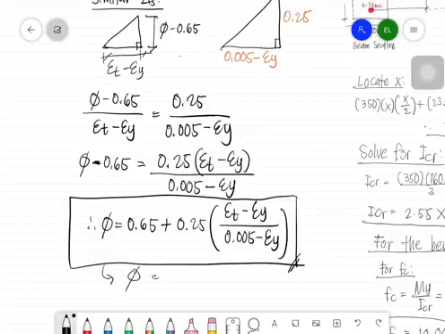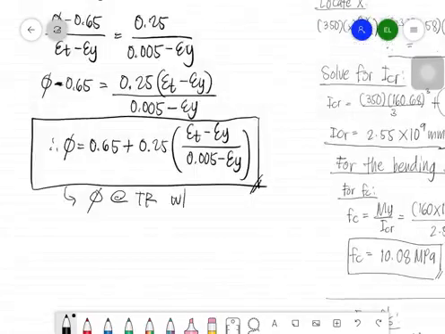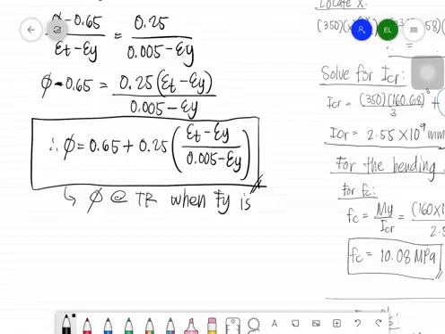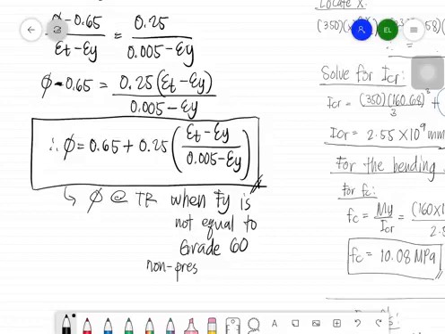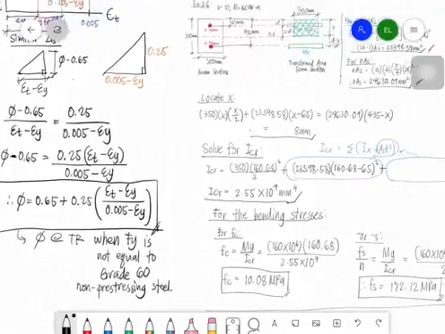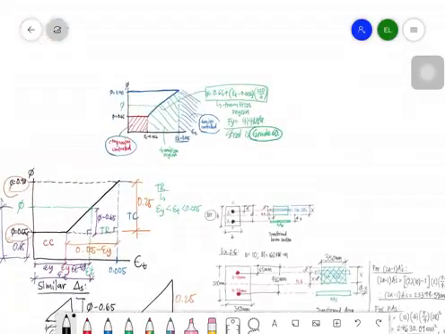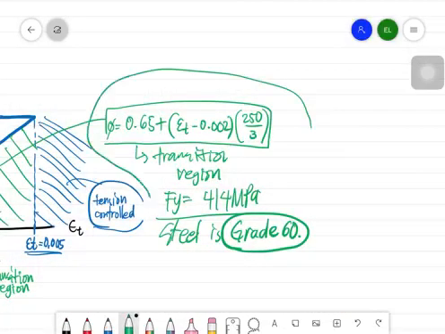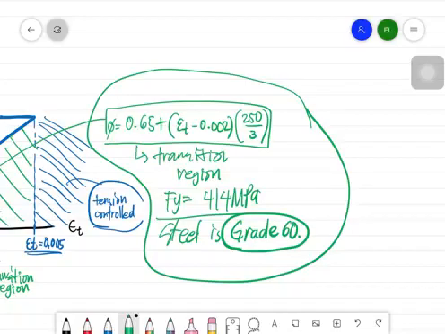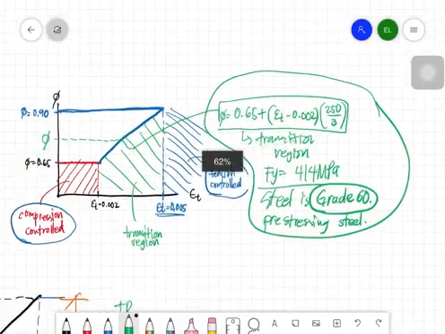The formula for phi at the transition region when Fy is not equal to grade 60, or your steel is a non-prestressing steel. Be careful on the formulas that you will be utilizing because there are conditions there. The formula mentioned earlier is intended only for steel with grade 60 and for prestressing steel. So that is for the transition region.